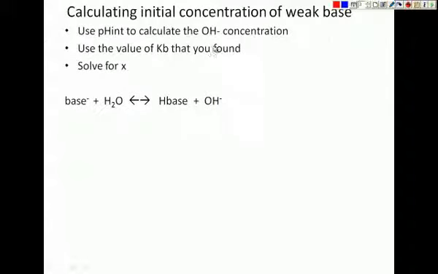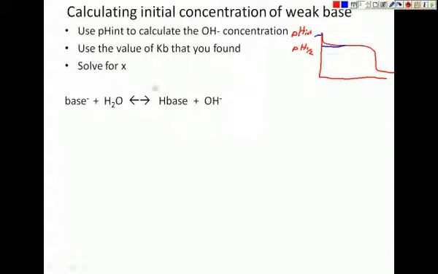So we can calculate the initial concentration of a weak base. We use pH initial to calculate the OH concentration, use the value of Kb that you found, and then solve for x. Remember our graph: at this point is our pH half, and way up here is our pH initial. We're going to use that to help us.